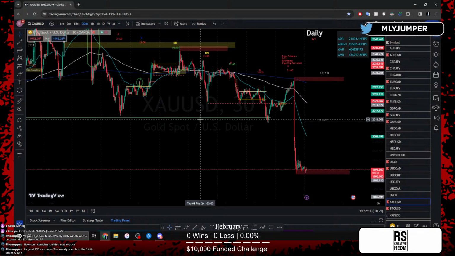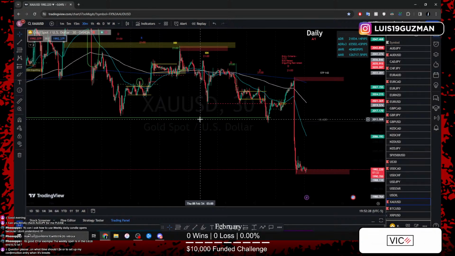How can I combine it with the Fib retracement? The Fib retracement and the weekly opens, monthly opens are completely different. They have really nothing to do with each other. The Fib retracement opens a whole other conversation, because then I have to ask you the following question: how do you use your fibs? Because there is a right way to use Fibonacci.